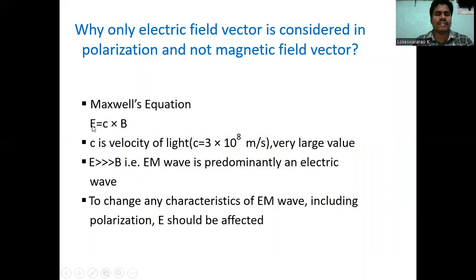That means the electric vector magnitude is more than the magnetic field vector, because the magnetic field vector is multiplied by the velocity of light. The velocity of light value is 3 into 10 power 8 meter per second. That's why the magnitude of electric field vector is much greater than the magnitude of magnetic field. That's why we considered only electric vector orientation.